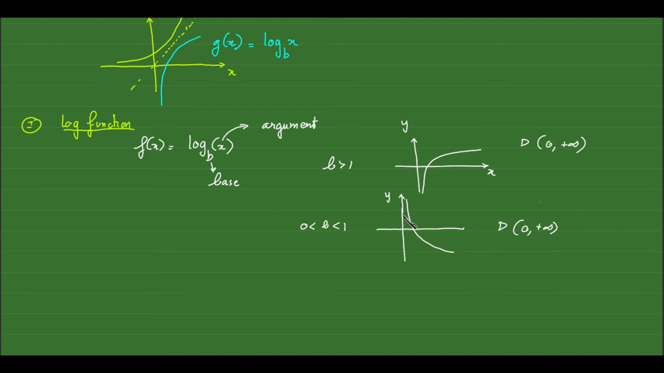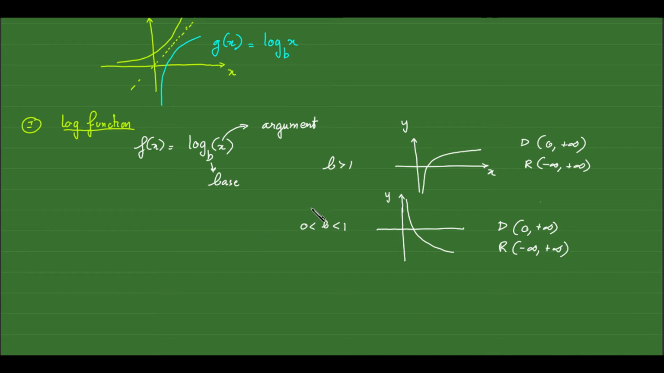And we're not going to include 0 because we cannot take log base b of 0. We cannot define it. How about the range? The range will be negative infinity to positive infinity. The same thing over here, the range will be negative infinity to positive infinity.